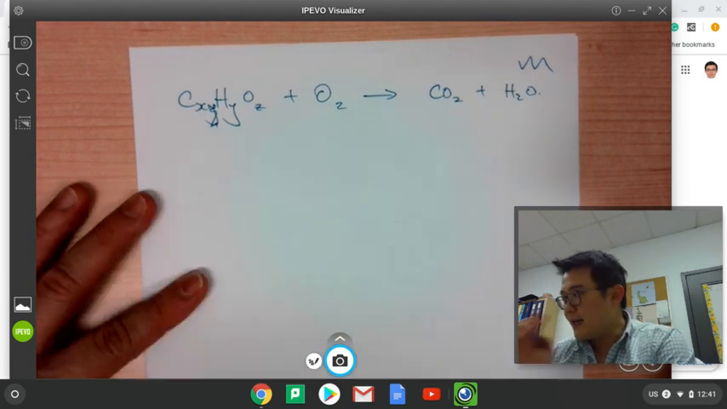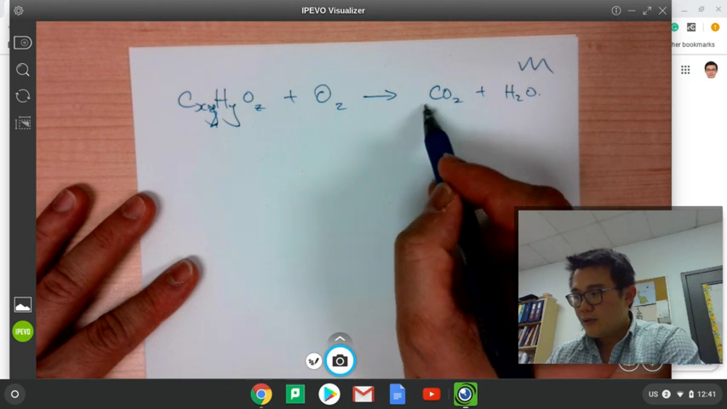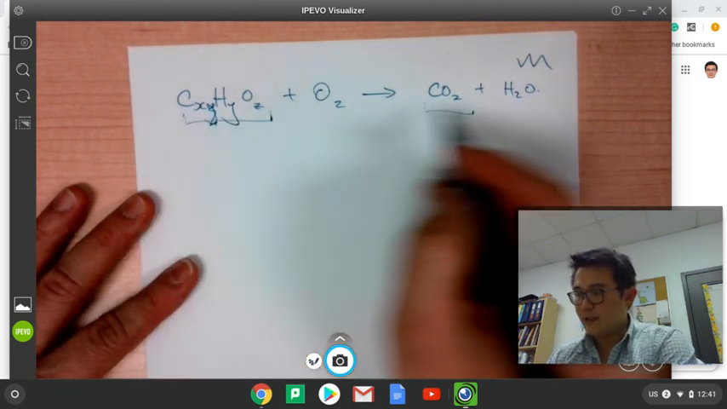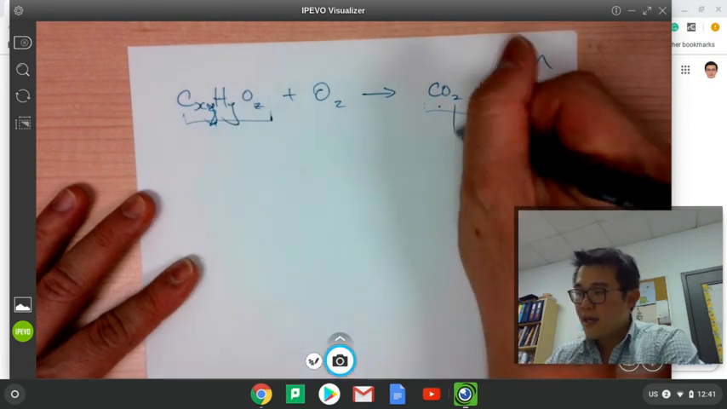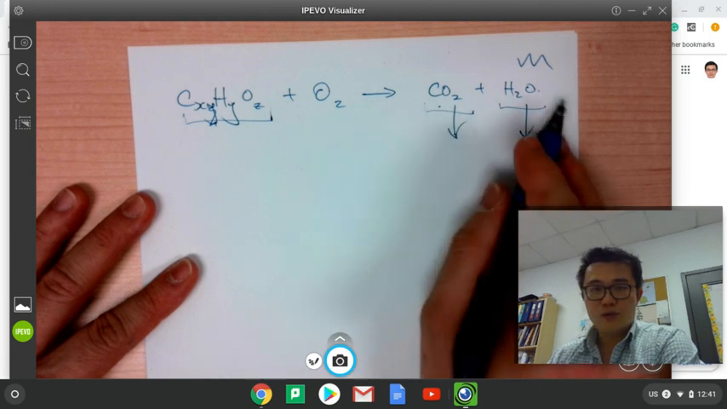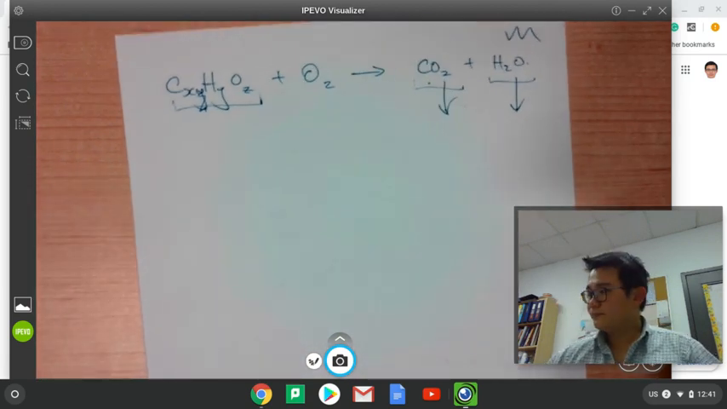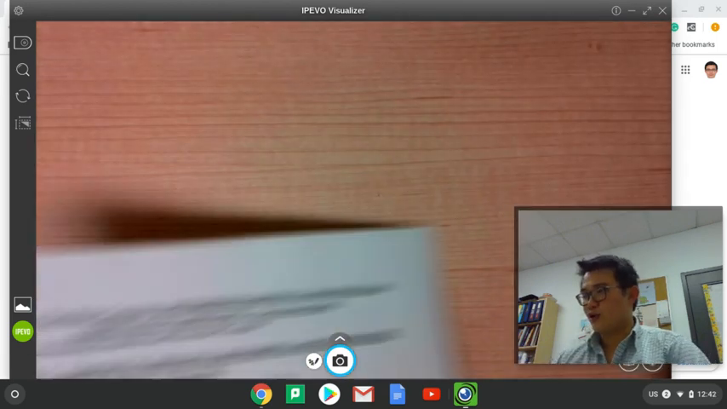So in this case, you want to figure out what this part is, the formula of the compound, and you can figure it out based on the CO2 and H2O. Okay, so that's the basic formula, the basic concept. Now let's look at your handout.